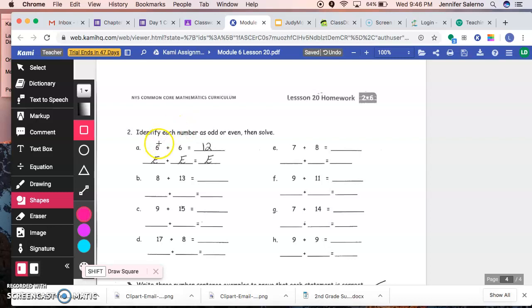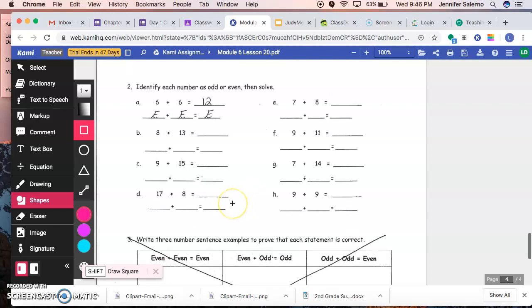Pretty simple. You're going to solve the basic addition problems. And then you need to put E if the number is even or O if the number is odd. So again, a lot of these problems are really easy in regards to addition. They're just reviewing. If you do have trouble with any of the problems, do a vertical method on paper to help you. And that's your work today.